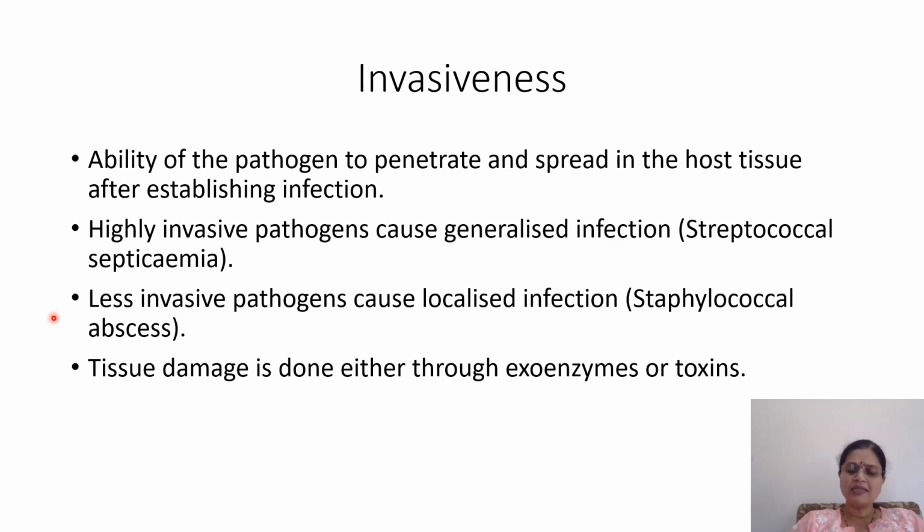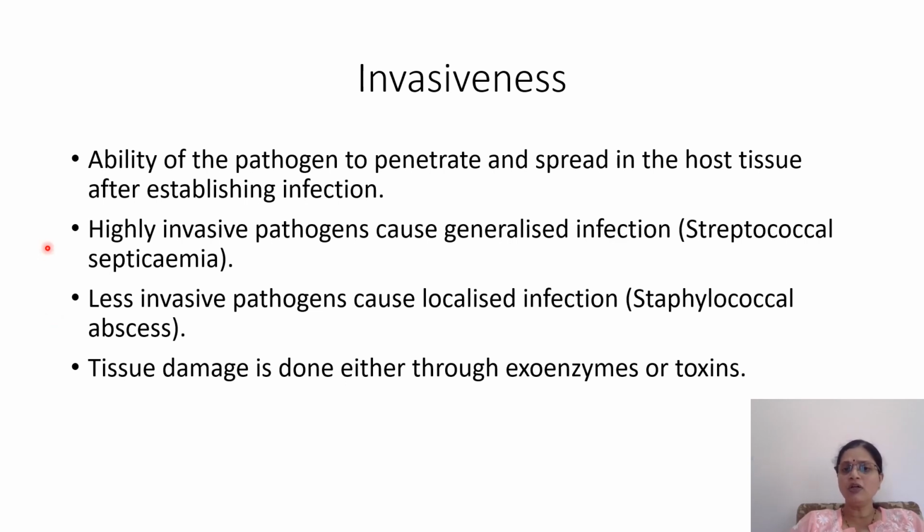What does that mean? See, if the pathogen cannot spread very well, then it is going to be constrained in one particular area alone, and it will cause damage in that particular region only. So in that case, it is a less invasive pathogen, and it will cause a localized infection. For example, Staphylococcus abscess. So this is a boil which is seen in one particular area on the skin. So this is a localized infection. Why? Because the pathogen cannot spread very well throughout the body.